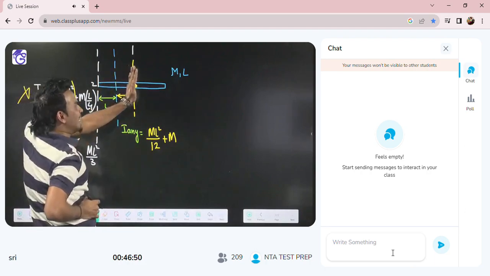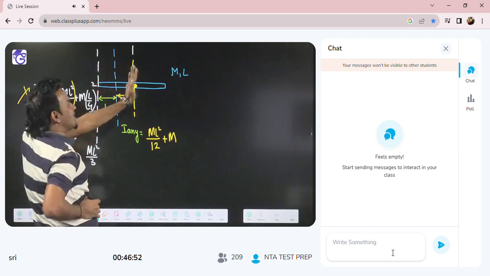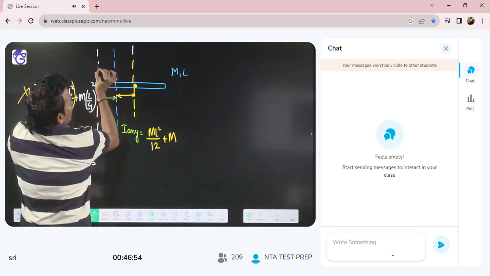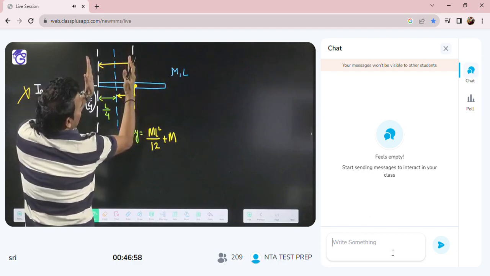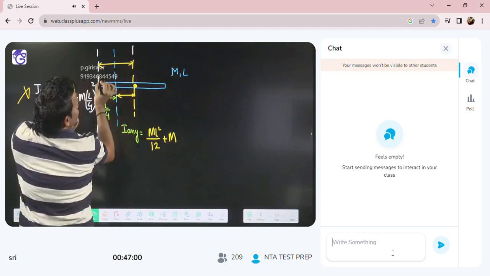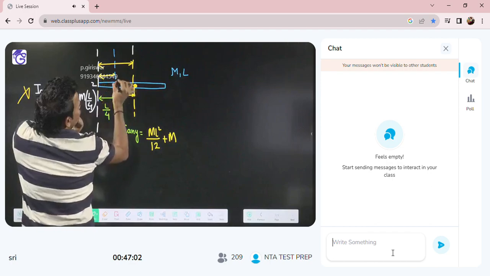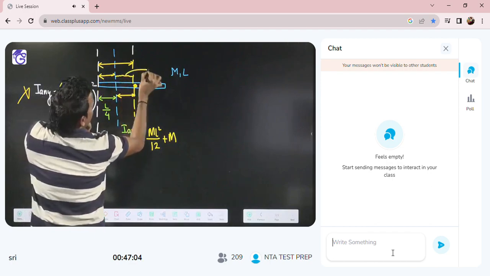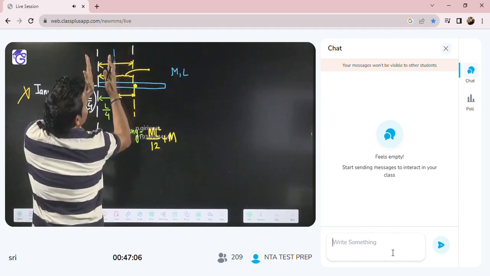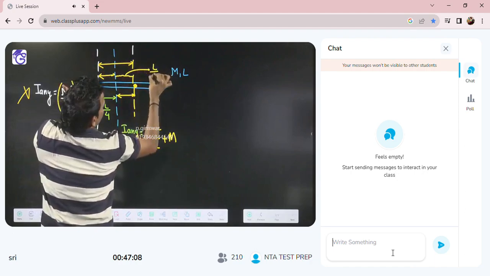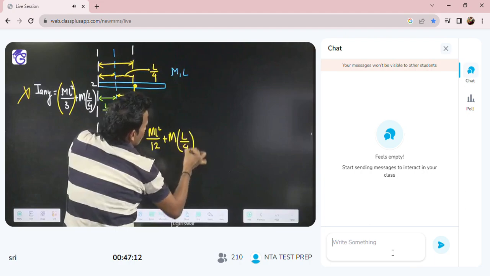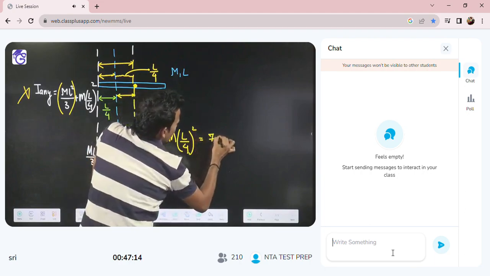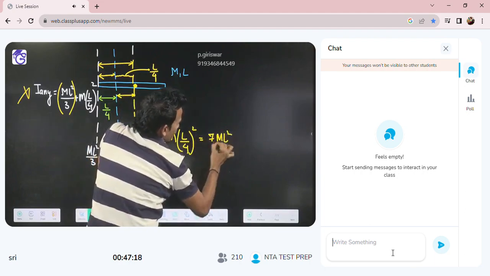From center, the distance of the new axis you can find, because this total is L, and this is L by 2. If this is L by 2 and this is already given as L by 4, then this remaining distance will become L by 2 minus L by 4. That will come L by 4. So md square, that is L by 4 whole square. If you solve this, this will give you 7 ml square by 48.